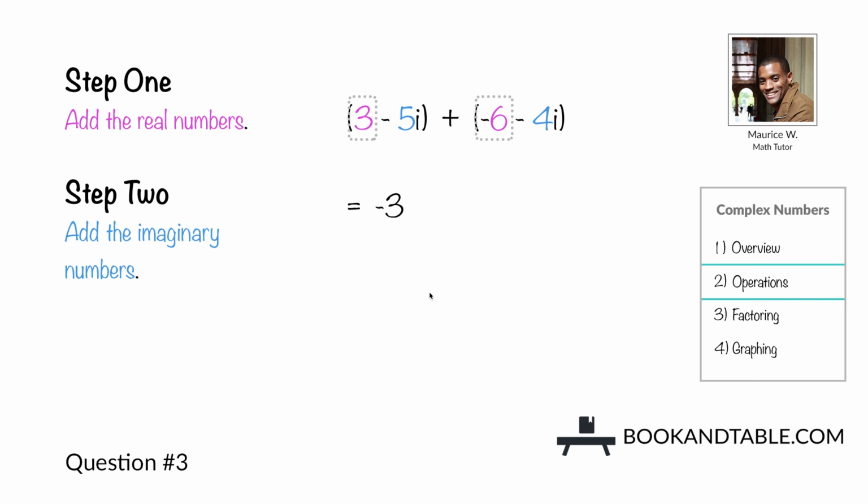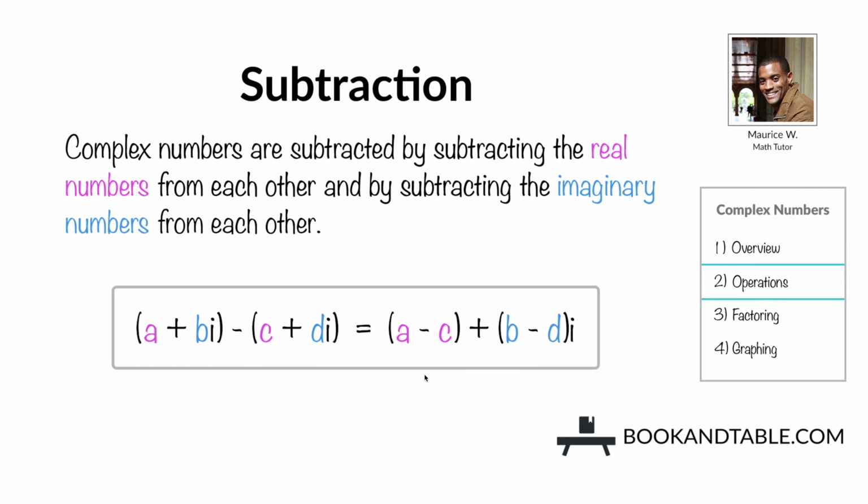In question number 3, we were asked to find the sum of 3 minus 5i plus negative 6 minus 4i. Step 1, add the real numbers. 3 minus 6 is equal to negative 3. Step 2, add the imaginary numbers. Negative 5i plus negative 4i is equal to negative 9i. So the sum of 3 minus 5i plus negative 6 minus 4i is equal to negative 3 minus 9i. So that is how you add complex numbers.